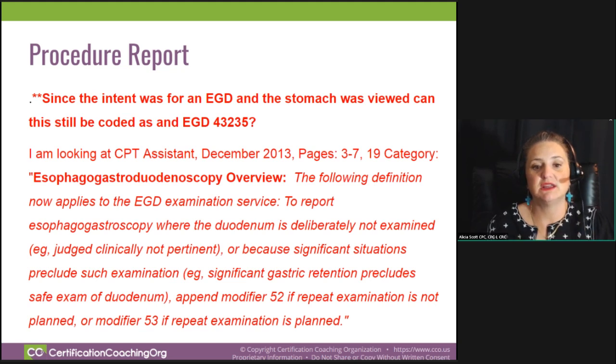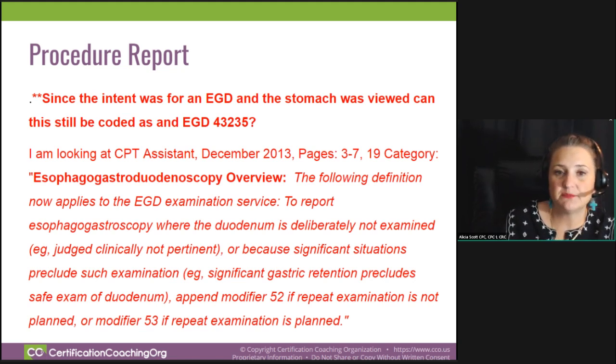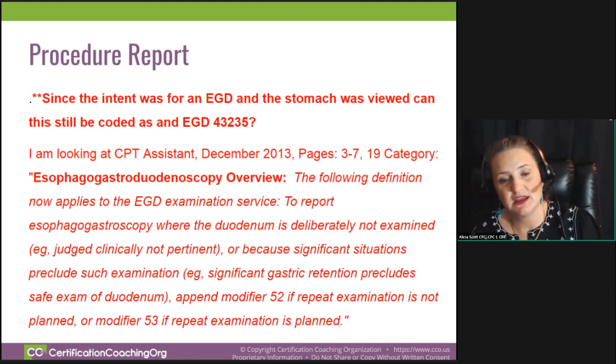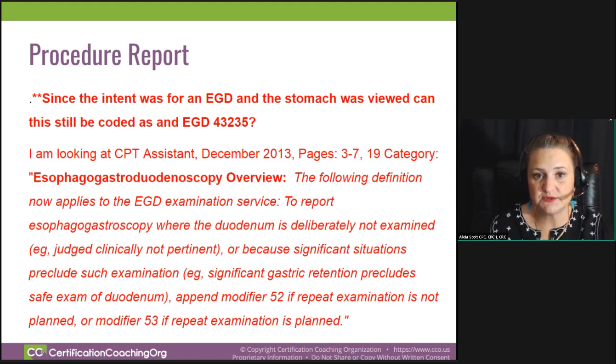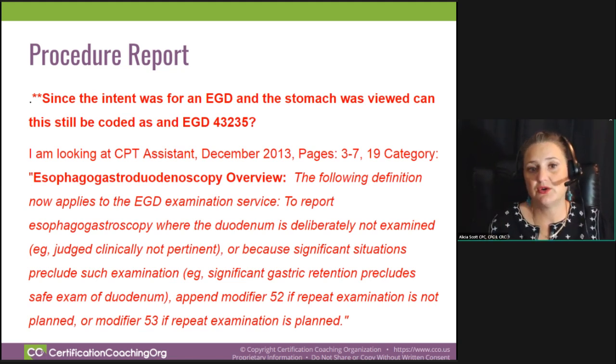So again, this was the question, and she said, is this just an endoscopic procedure, plain endoscopic procedure, or is it an EGD? Because they had planned to do an EGD, but they stopped because there was something in the stomach. So am I supposed to code it as an EGD, or do I code it as an endoscopic procedure?